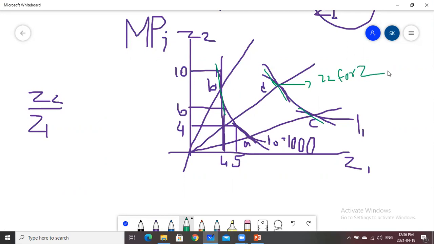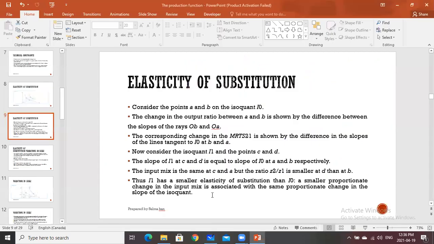The slope, हमारे पास क्या है? ये जो curve है इसका slope, ठीक है ना? इसका this point पे जो हमने लिए, this is now equal to the slopes at point C, A, B and D. They are all equal to each other. What is it saying? It is saying that the input mix is the same at C and A, but the ratio Z2 upon Z1 is smaller at D and B.